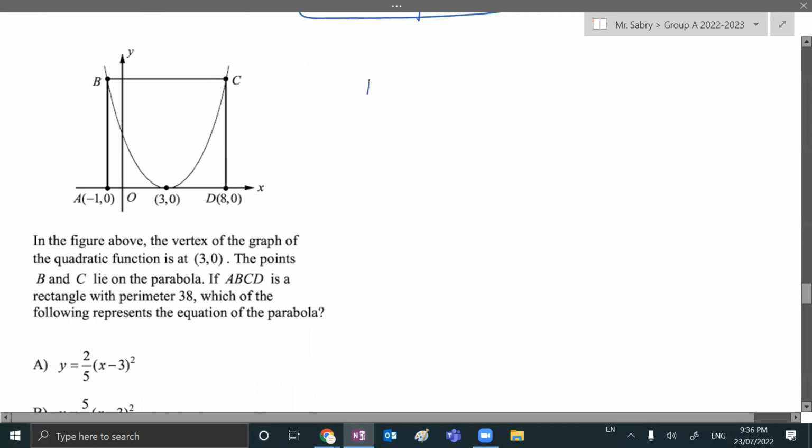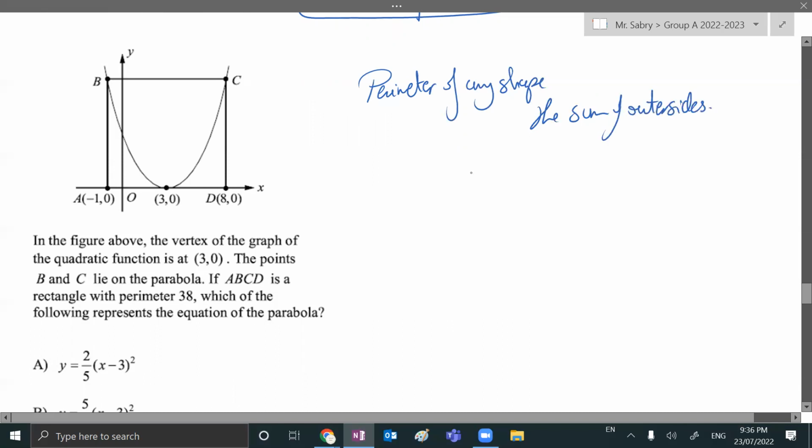So what do we know about a parameter of anything? Okay. So the parameter of any shape whatsoever is the sum of the outer sides. So if I have a shape that looks like this, for example, the parameter is just the outer parts. This part, this part, this part, this part, this part. But I don't need the ones in the middle. It's just the outer region of the whole shape.